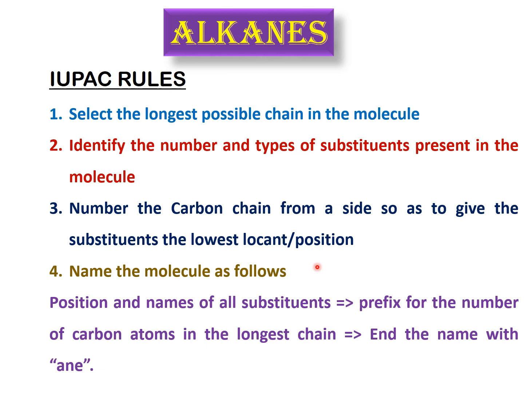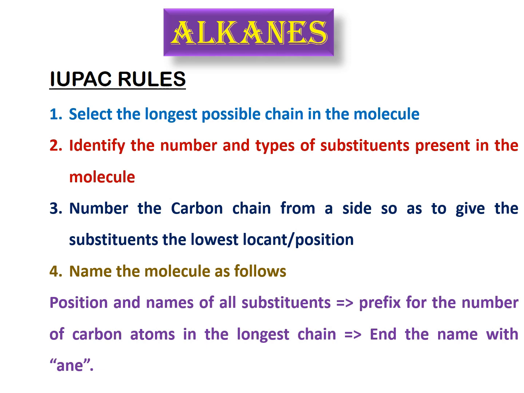Finally, you name the molecule as follows. So these are the fragments of the name. First, you have to write the position followed by the names of all the substituents. So you have to mention the positions and names of the substituents first. Then you write the prefix for the number of carbon atoms in the longest chain. For example, if the longest chain has 4 carbon atoms, then you use the prefix but, and then finally end the name with ANE.